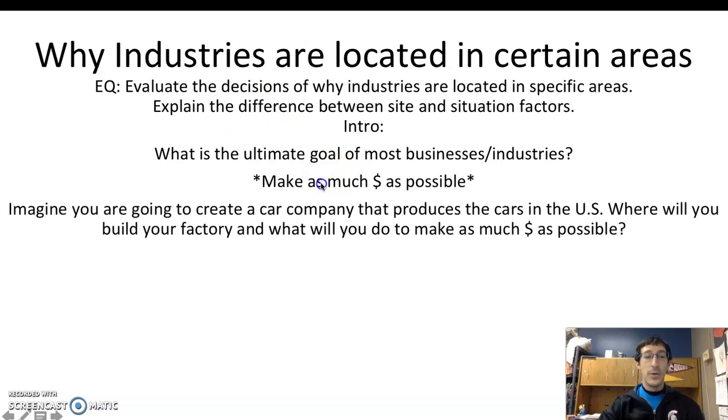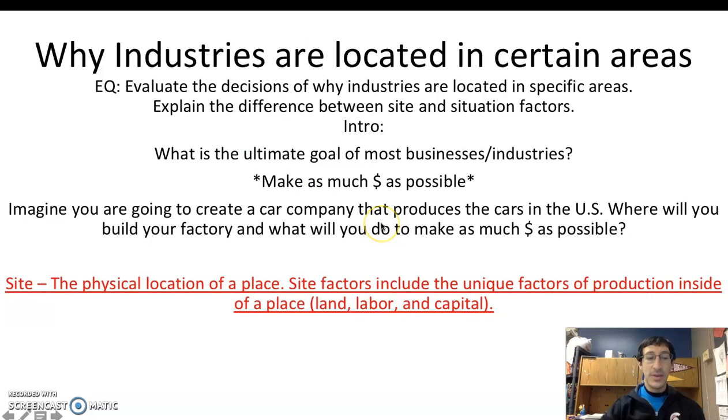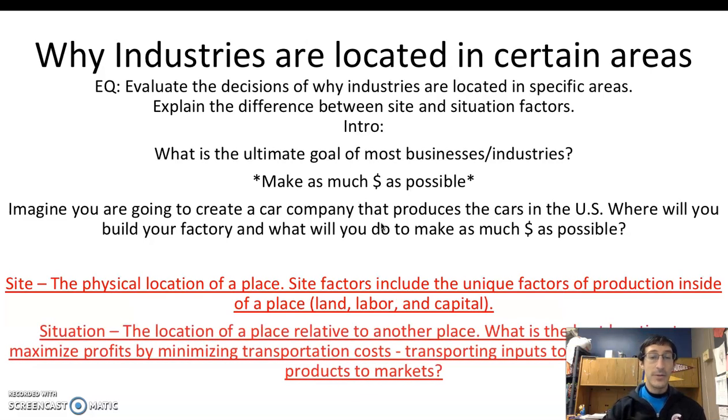So that's where we're going to pull up the definitions of site factors and situation factors, which we're going to break down in the next few slides. Site factors include the physical location of the place, including the unique factors around it that help us produce the actual products. That includes land, labor, and capital, which we will revisit either near the end of this video or in the next video.